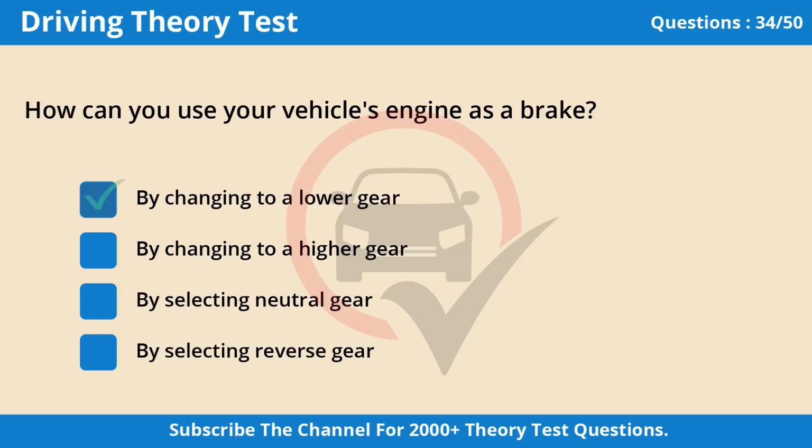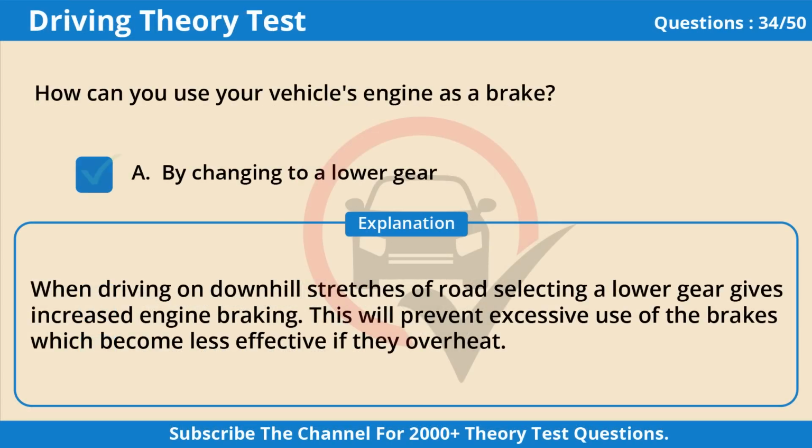A. By changing to a lower gear. When driving on downhill stretches of road, selecting a lower gear gives increased engine braking. This will prevent excessive use of the brakes, which become less effective if they overheat.